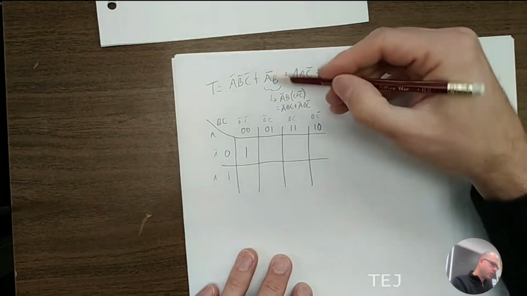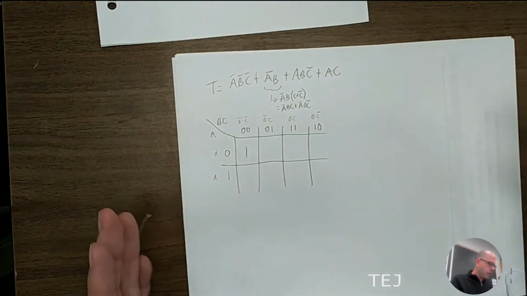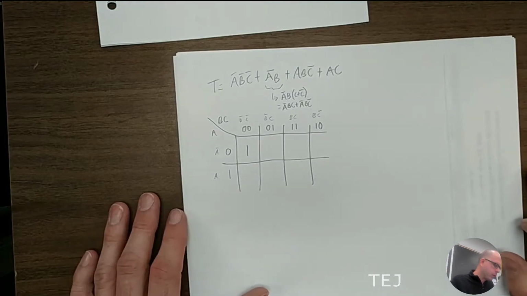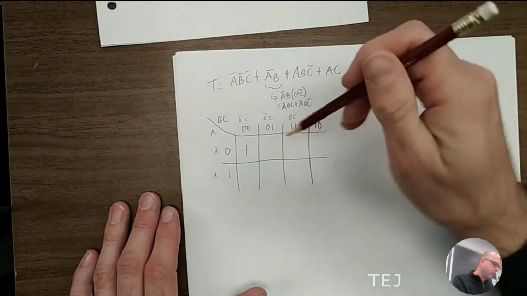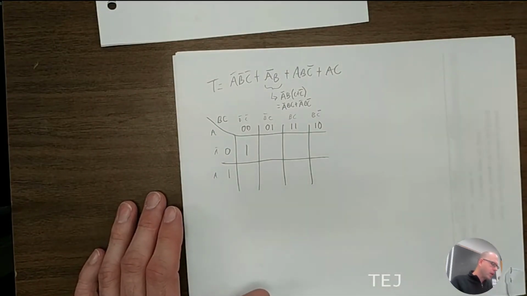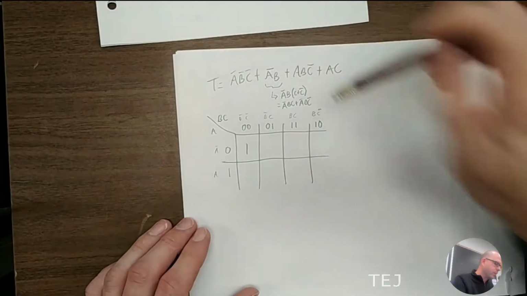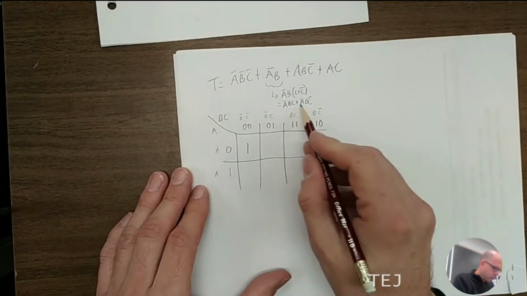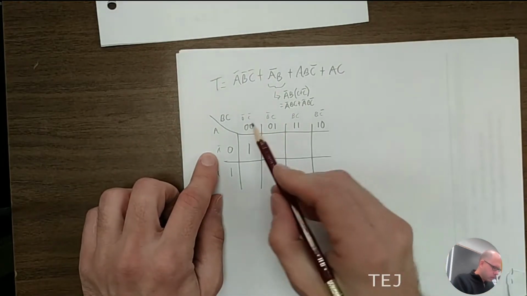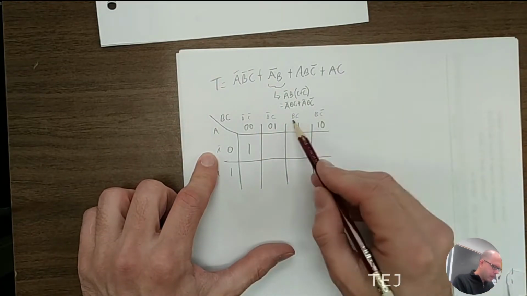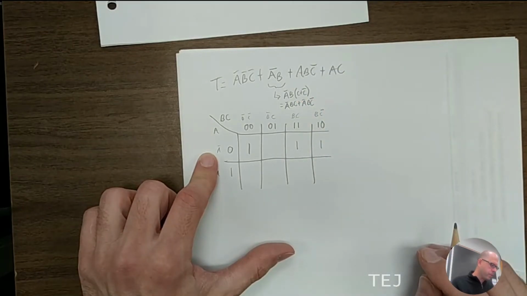So basically when you have A naught B and one of the variables isn't there, you fill it in for both the negated and non-negated version of the variable that's not shown, which is just a fancy way of saying this. We have A naught B. This is A naught B, and this is A naught B. We're going to fill both of them in, and that's equivalent to the second term.